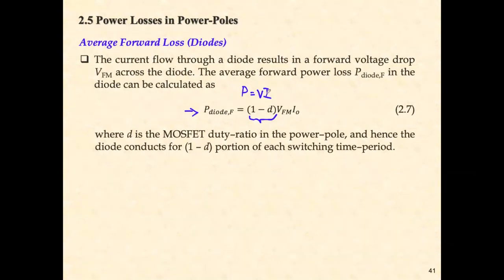Once again, the diode is on when the MOSFET is off. If D is the duty ratio of the switching power pole, then we should have the term 1 minus D, because the diode can only conduct during this period of time. That's why we have equation 2.7. Is that okay?